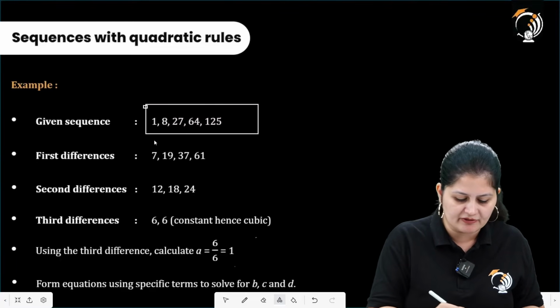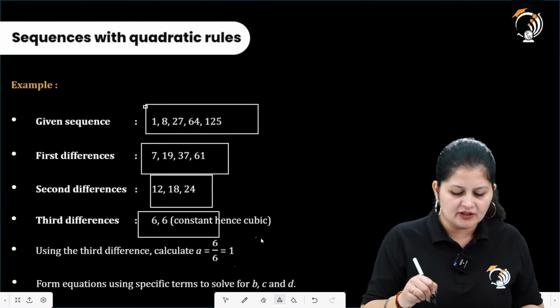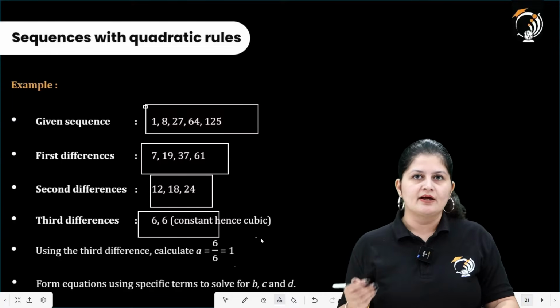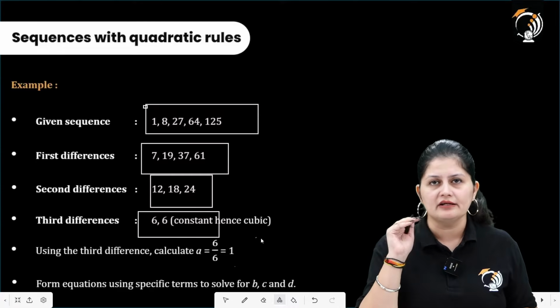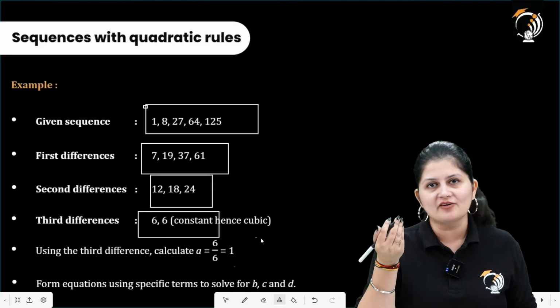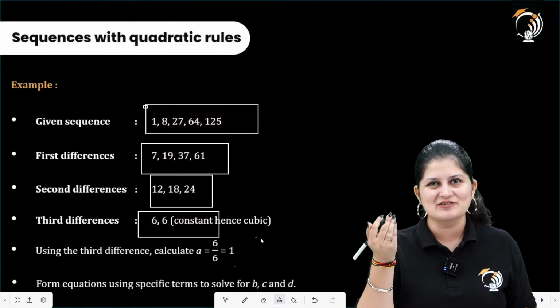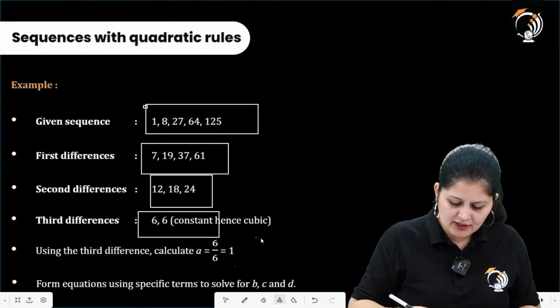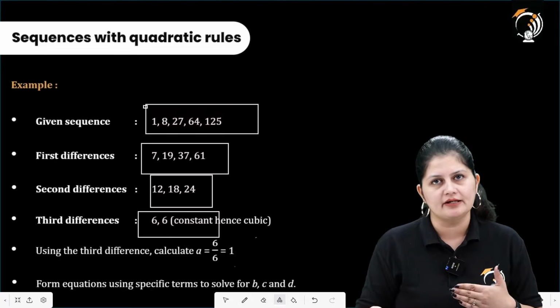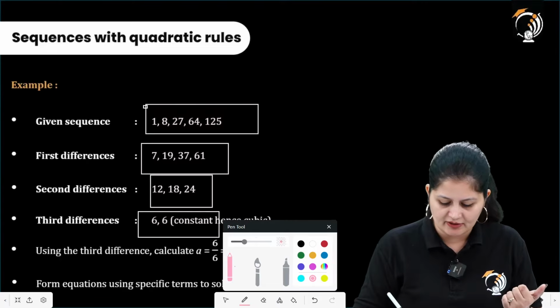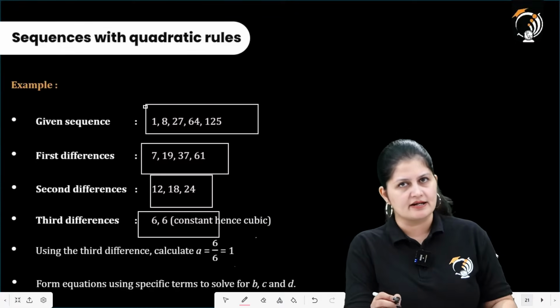Here, in the example given, there is the first difference and the second difference, and then the third difference is the constant. So, the way in the quadratic sequence the second difference was constant, in the cubic rules the third difference is going to be constant. Understood? So, here we are going to solve for the values of a, b, c and d. Let's understand this with the help of an example.